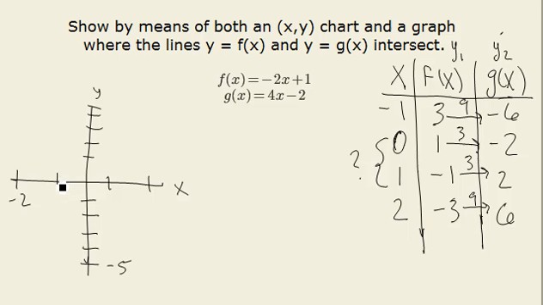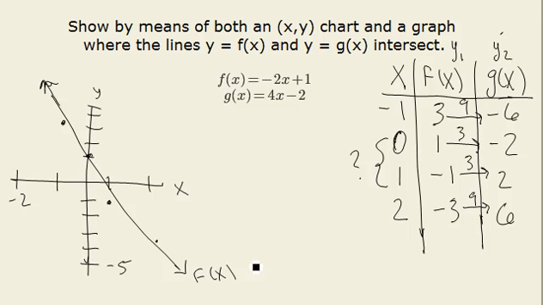-1 at 3, 0 at 1, 1, -1, and 2, -3. So our graph is moving in this kind of direction, it looks like. Okay, and this is f of x.